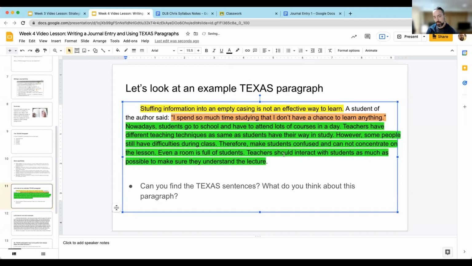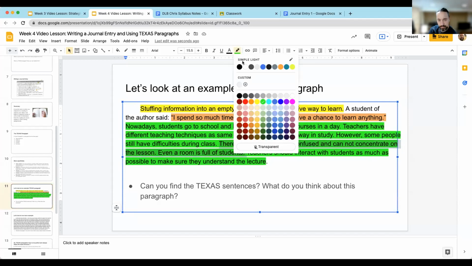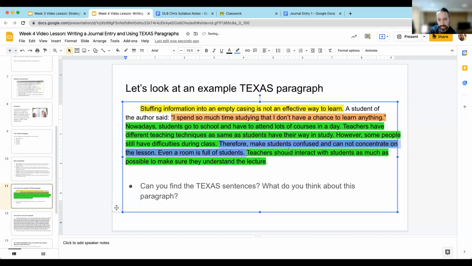So I don't know, here you can see that I'm not sure if this sentence seems kind of like a summary. So we could highlight that, I don't know. And then this is back to more analysis. I'm not sure if this paragraph has a summary.